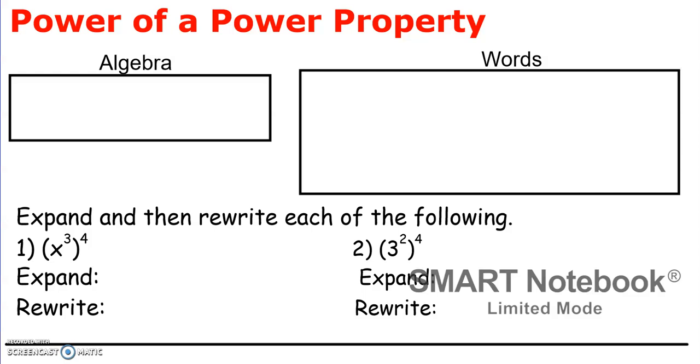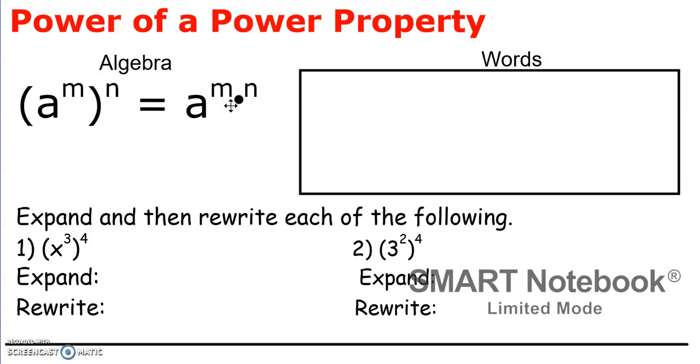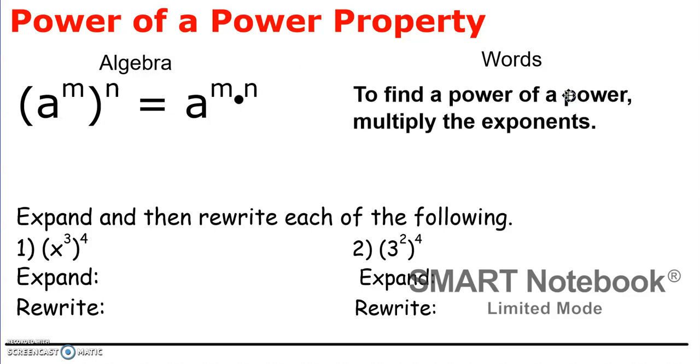So let's talk about the power of a power property. Again, let's show the algebraic representation and then how we would describe it in words. In the algebraic representation, we have the term a to the m that's getting raised to a power, and that power is n. So when this happens, we multiply the exponents together. In words, it says to find the power of a power, we're going to multiply the exponents. So let's show you what I mean by that.